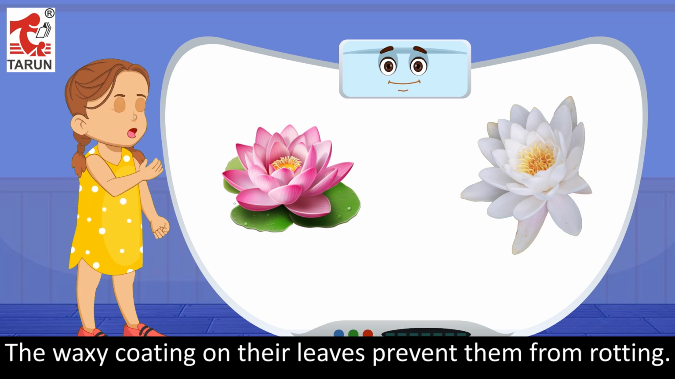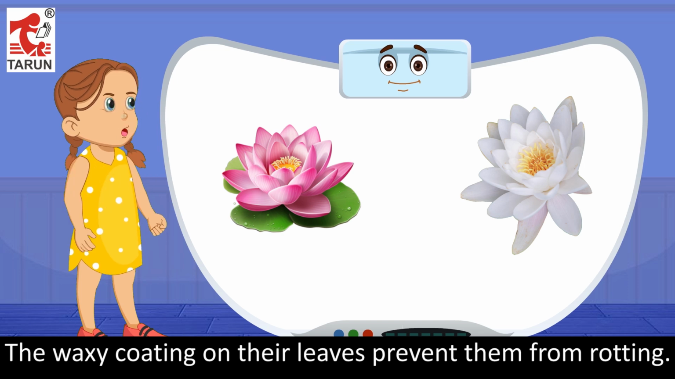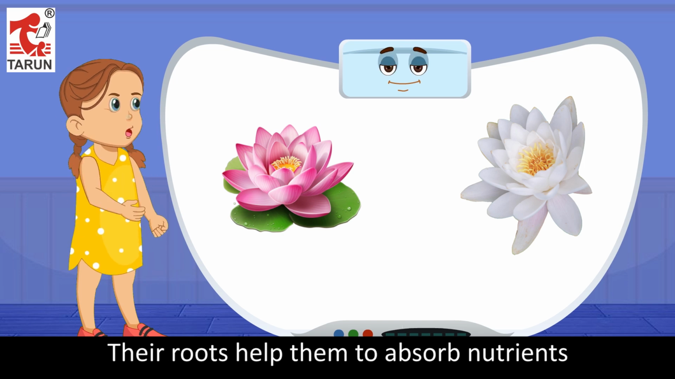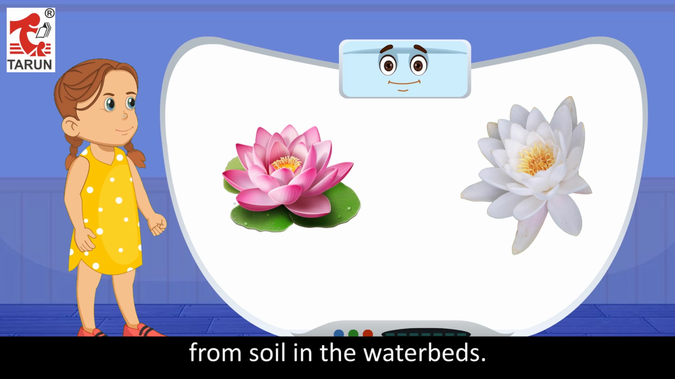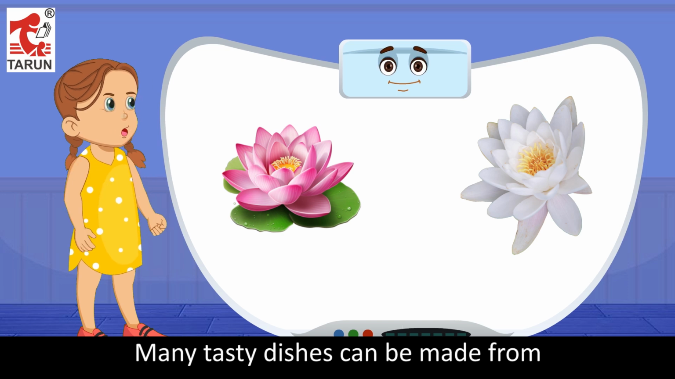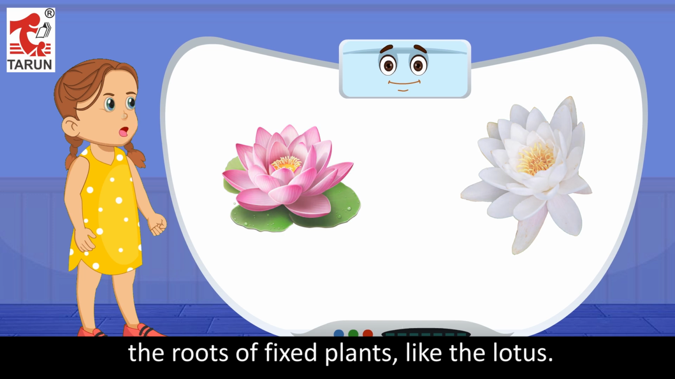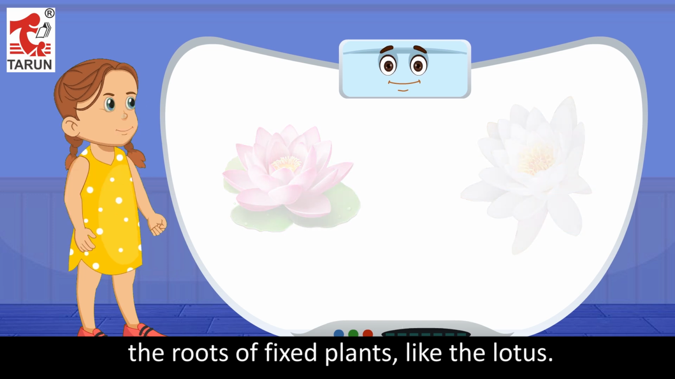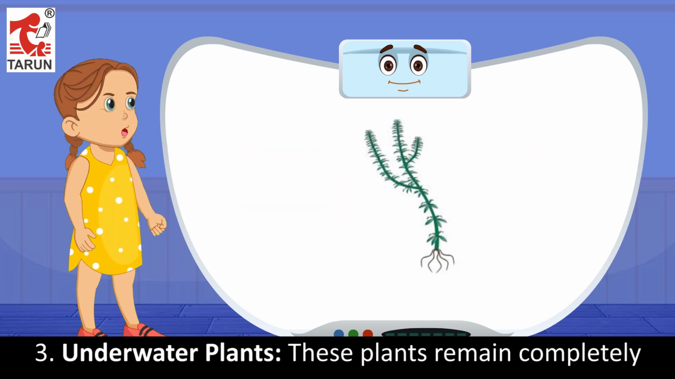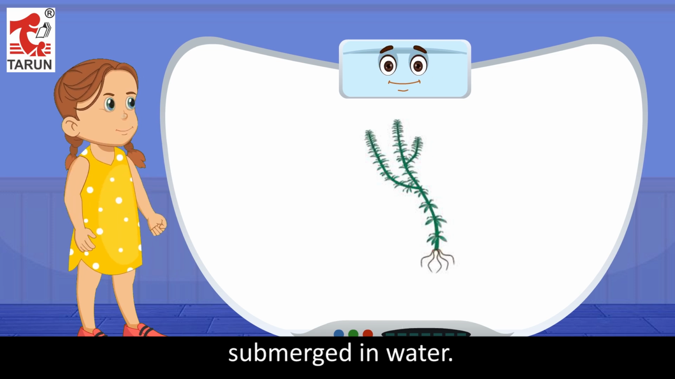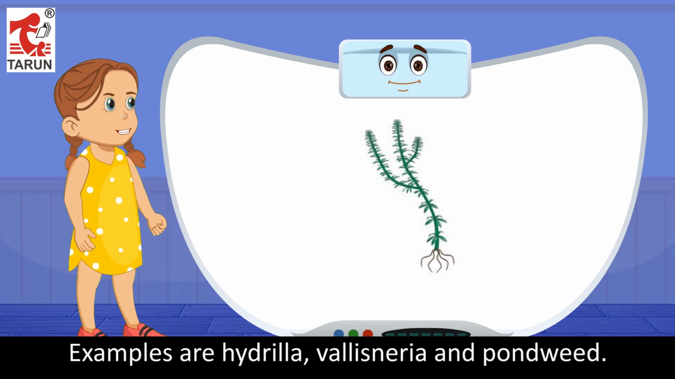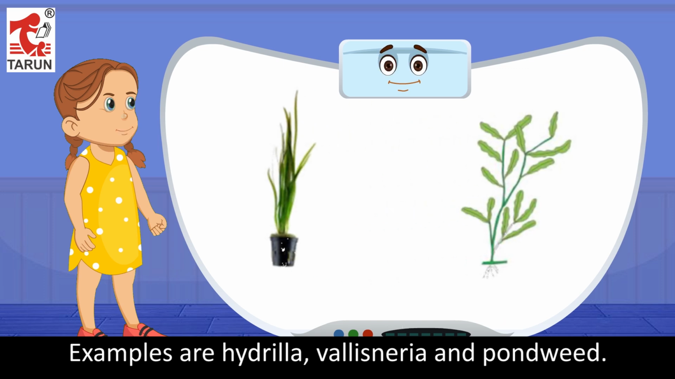The waxy coating on their leaves prevents them from rotting. Their roots help them to absorb nutrients from soil in the waterbeds. Many tasty dishes can be made from the roots of fixed plants, like the lotus. 3. Underwater plants. These plants remain completely submerged in water. Examples are hydrilla, vallisneria and pondweed.